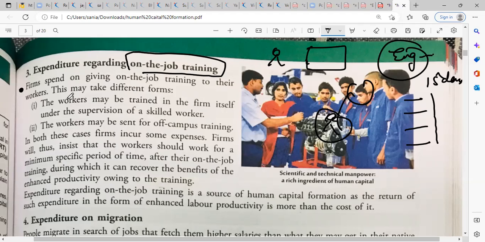This may take different forms. So they have two criteria: either the people who are superior to me will be teaching me, or my company will be sending me somewhere where I'll be getting the training for that particular thing. So the worker may be trained in the firm itself under the supervision of a skilled worker, those who are superior to me, right? Or the worker may be sent to off campus training, right? So this is how they will be training me.